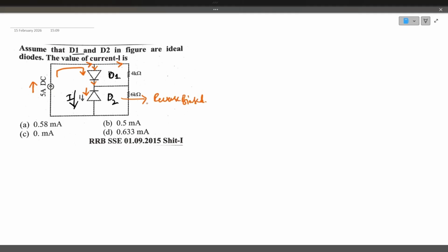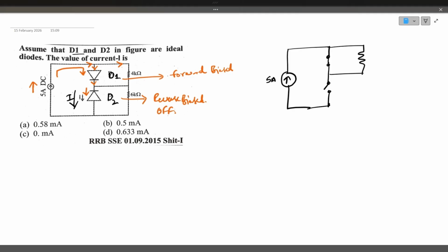In this circuit, D2 is reverse biased, so it is off. D1 is on. Diode D1 is forward biased and it is in the conduction state. Current flows. So if you redraw the circuit, it will be like this. This is a 5 ampere current source, and the diode D1 acts like a short circuit and D2 acts like an open circuit. And these are the resistors, 4 kilo ohm and 6 kilo ohm. So the current flowing through D2 is 0. So the answer is option C.